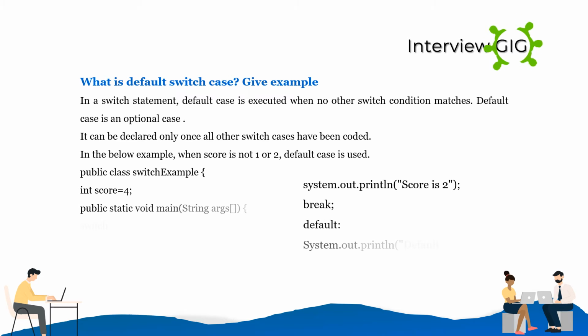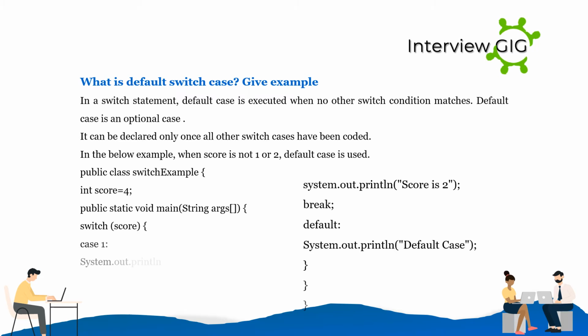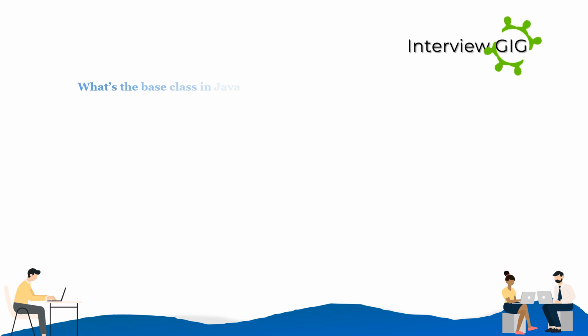public class SwitchExample { int score = 4; public static void main(String args[]) { switch (score) { case 1: System.out.println("score is 1"); break; case 2: System.out.println("score is 2"); break; default: System.out.println("default case"); } } What's the base class in Java from which all classes are derived?